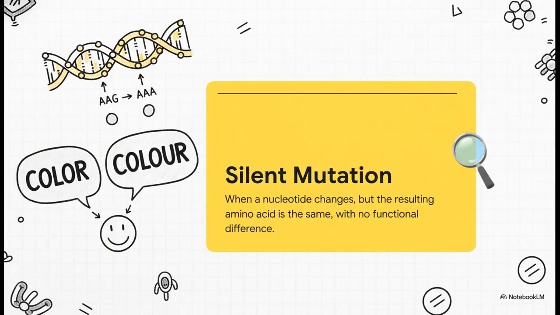But not every typo is a disaster. Sometimes a point mutation can be silent. This happens because the genetic code has some built-in redundancy. A couple of different three-letter codons can actually code for the exact same amino acid. So the DNA might change, but the protein ends up being exactly the same. It's kind of like spelling the word "gray" with an A or an E. It looks different, but the meaning is identical.